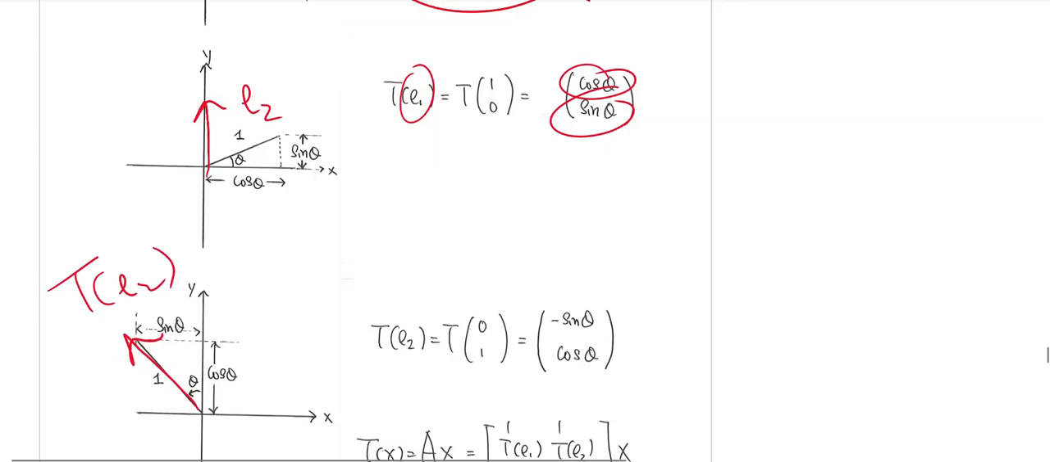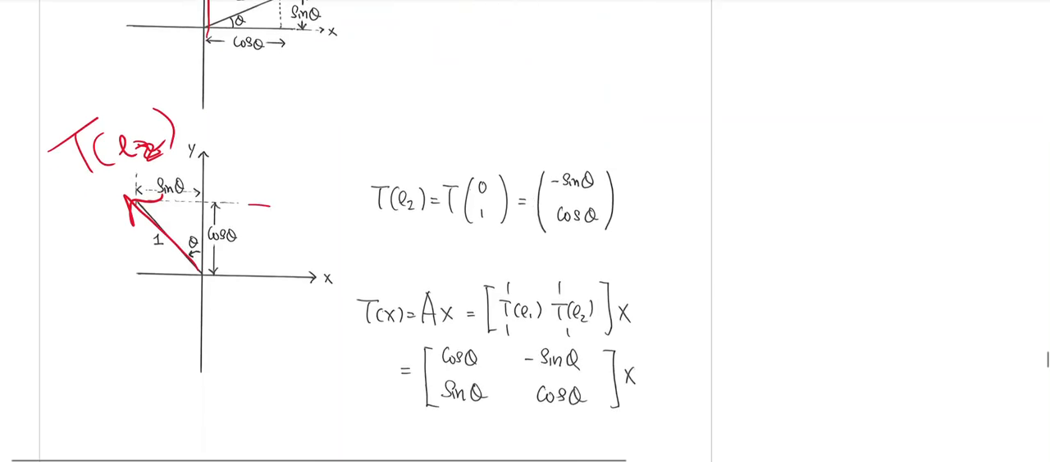So that is your TE2. So how do you write TE2? Well, in terms of its magnitude, this side here is cosine theta, this side here is sine theta. So you will have to move here negative sine theta, and then move upwards cosine theta. So the vector TE2 is in this form.